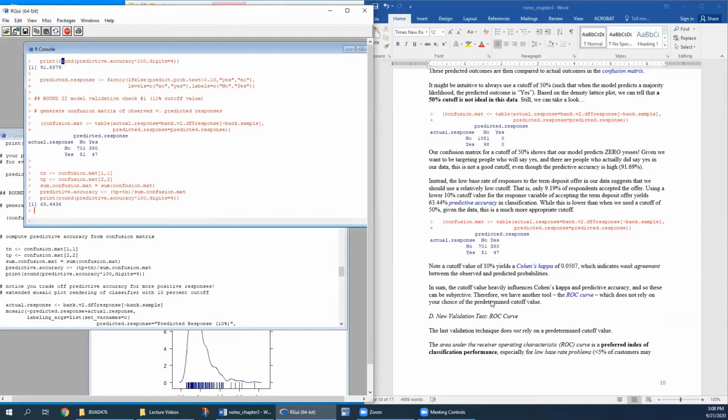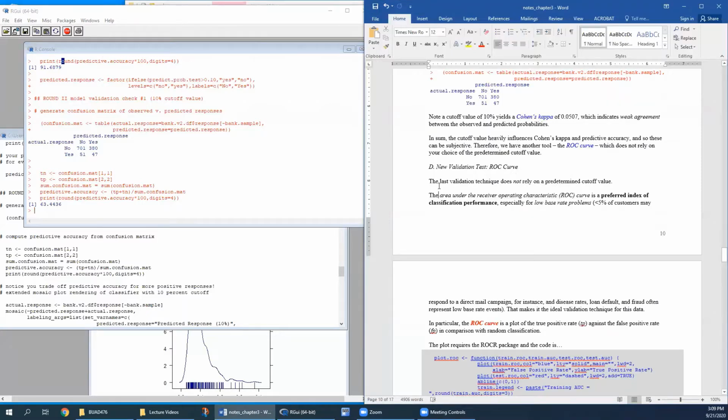So clearly the cutoff value that we select heavily influences Cohen's kappa and predictive accuracy, and so these numbers can be quite subjective. Therefore, we have another validation tool called the ROC curve, which does not rely on a cutoff value to determine the true predictive abilities of your model.